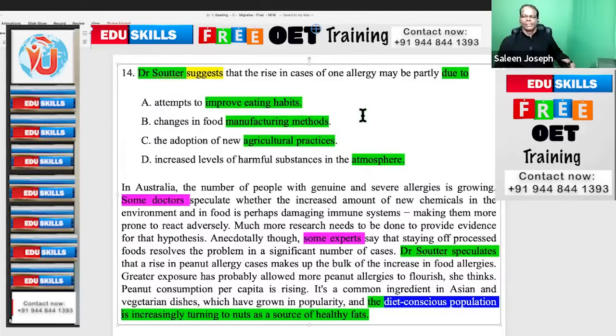Anything familiar? Yes, Father. Option A: attempts to improve eating habits. Increasingly turning to nuts as a source of healthy fats, because they eat a lot of nuts.